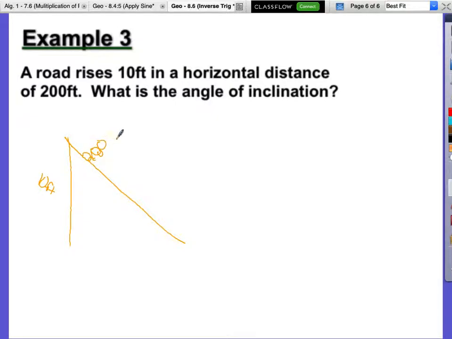It's a little off. I disagree with that. It rises 10 feet. So the 10 feet is the vertical rise.